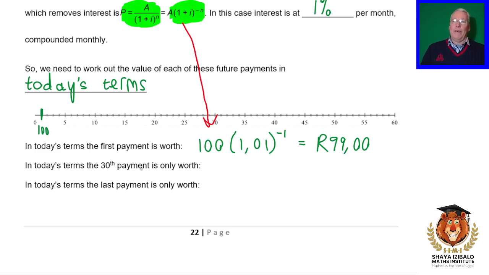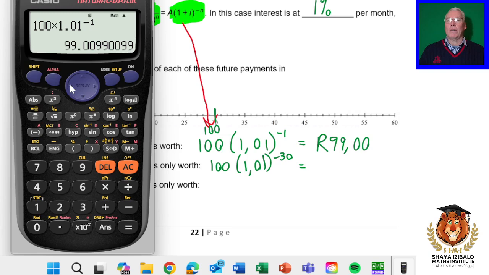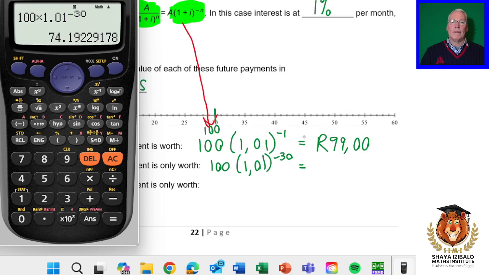Okay, now the 30th payment, let's work out what this one's worth. That's this payment over here, where you give me 100 Rand. But you're only giving me that in 30 months' time, in 2.5 years' time. All right? That one's going to be worth much less in today's terms. Let's see what that one's worth. So I can just replay this calculation, and we're just going to change that to 30. That one's only worth 74 Rand and 19 cents.